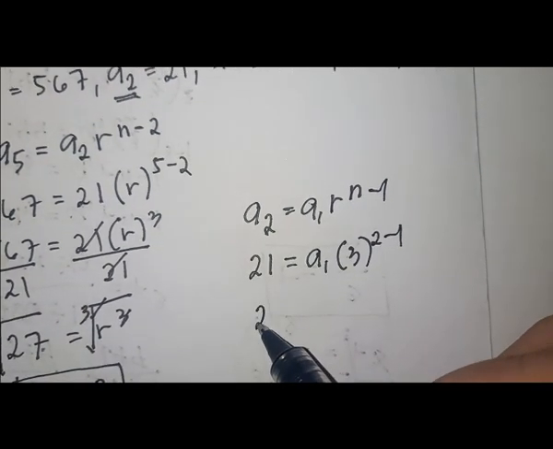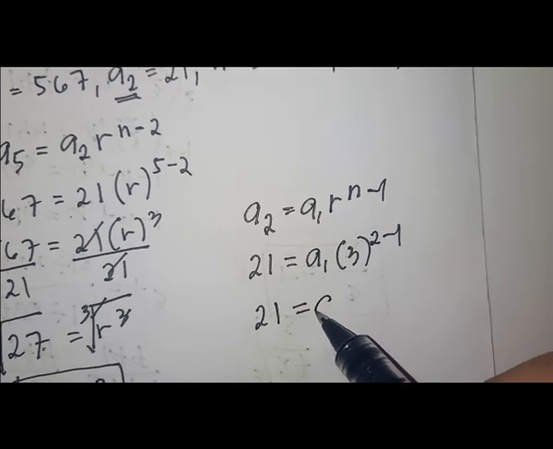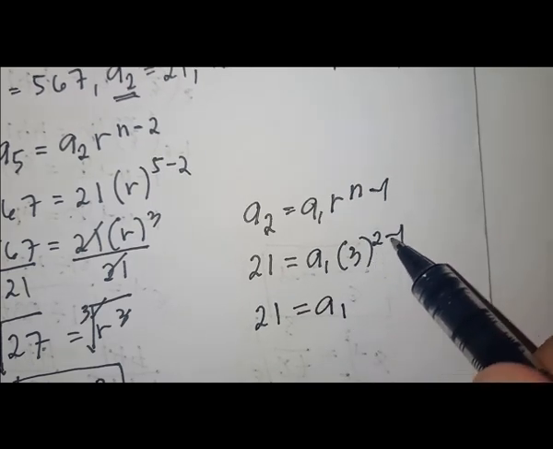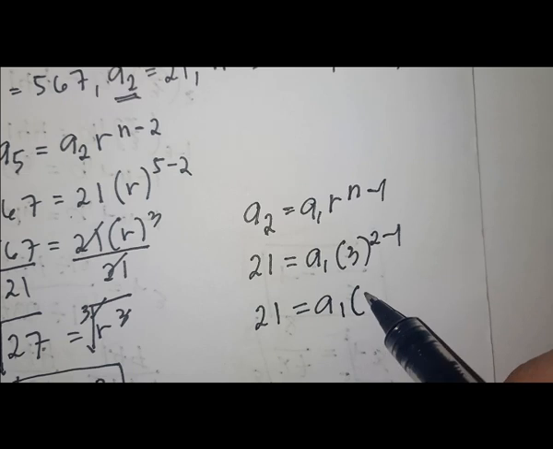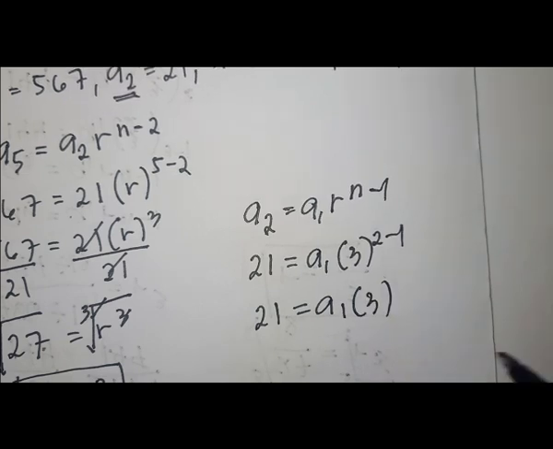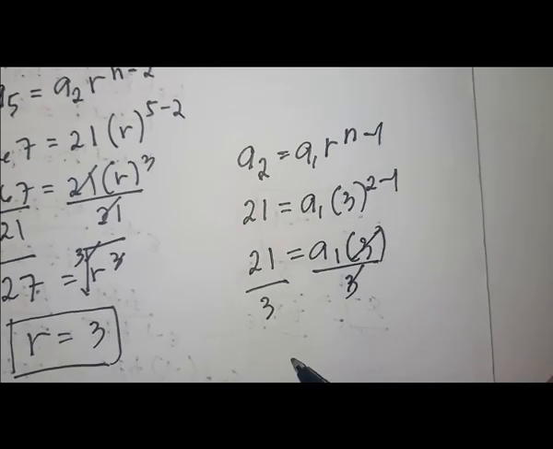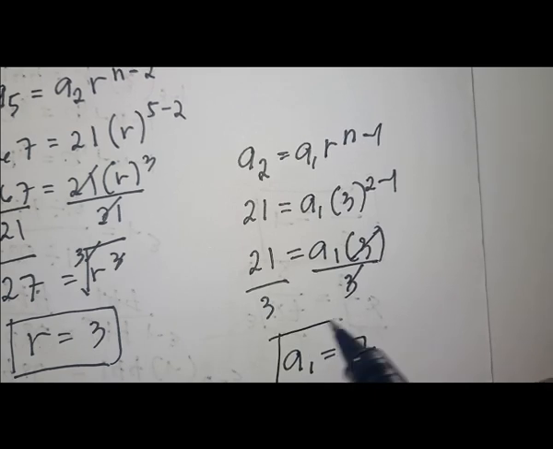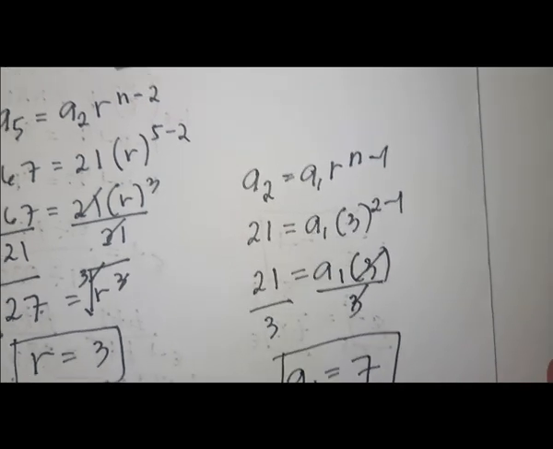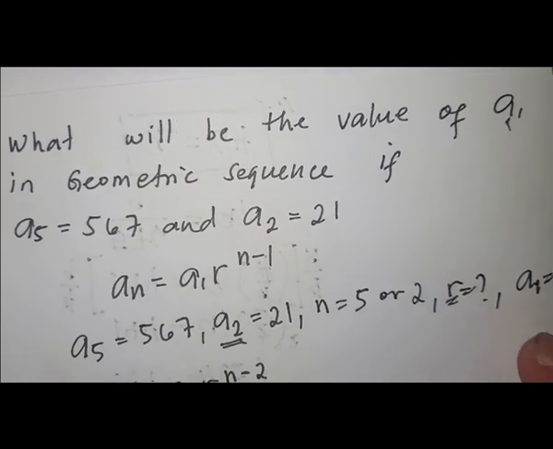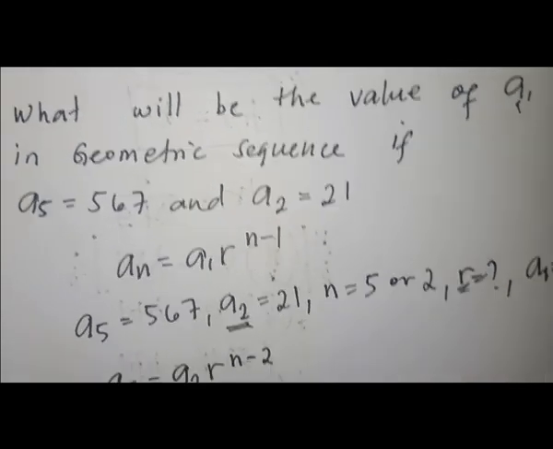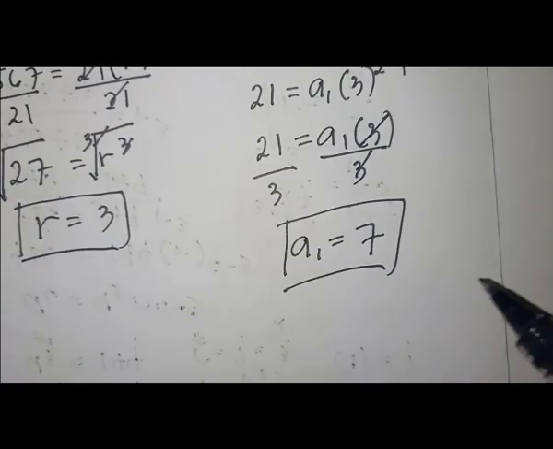So, meron tayo ngayong 21 equals A sub 1 times 3 raised to 2 minus 1, which is 1. Then, divide both sides by 3. Cancel natin yung 3. Therefore, A sub 1 is equal to 7. So, the first term from the given sequence is 7.